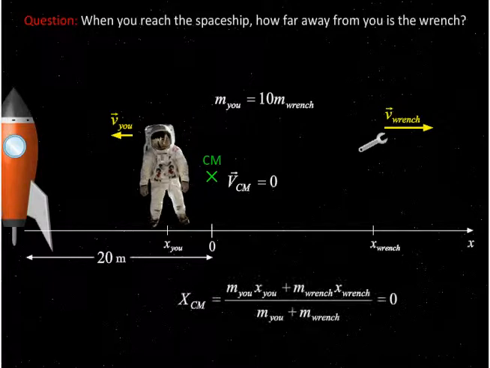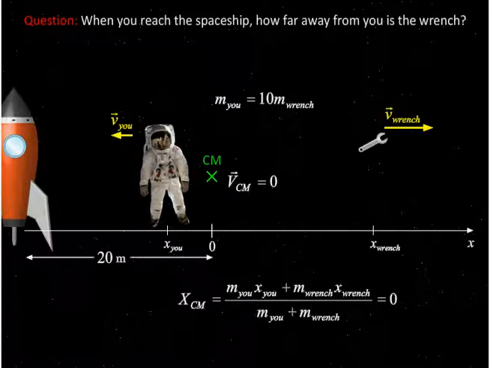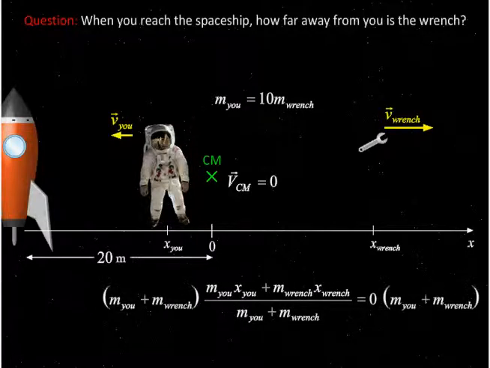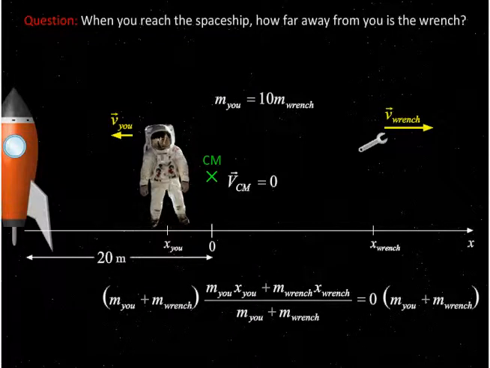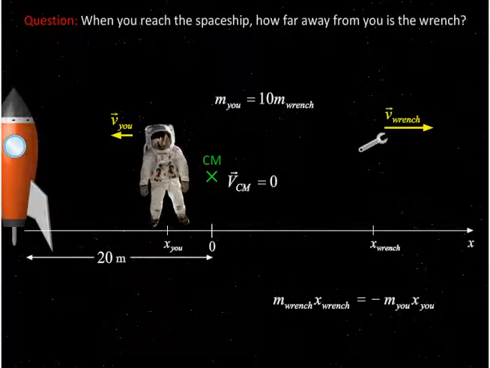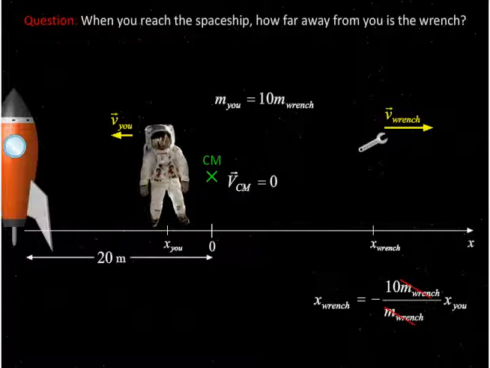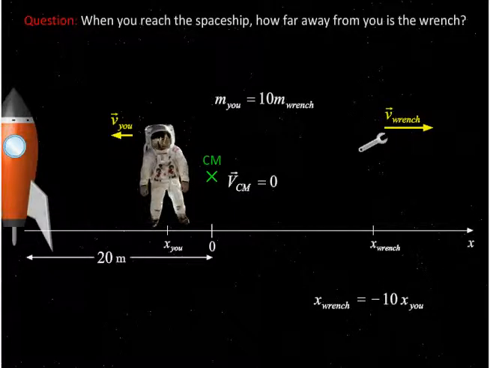The location of the center of mass of the system is determined by its definition, namely, your position times your mass plus the position of the wrench times its mass divided by the total mass of the system. Multiplying both sides by the total mass doesn't change the fact that the right-hand side is 0. So with some algebra, we find a simple equation for the location of the wrench in terms of your location. The wrench is always going to be 10 times as far away from the center of mass as you are, and it is always on the opposite side of the center of mass from you.